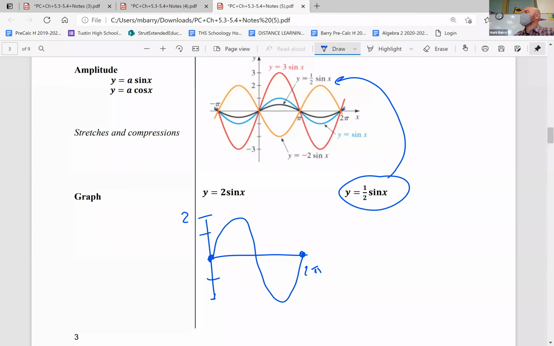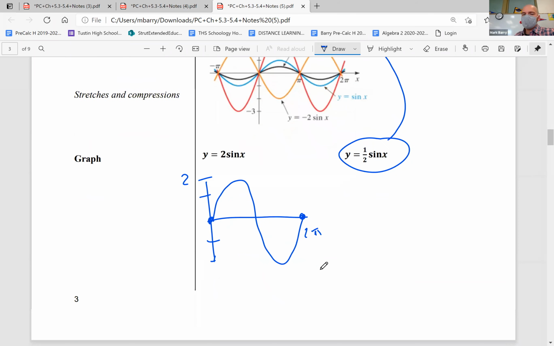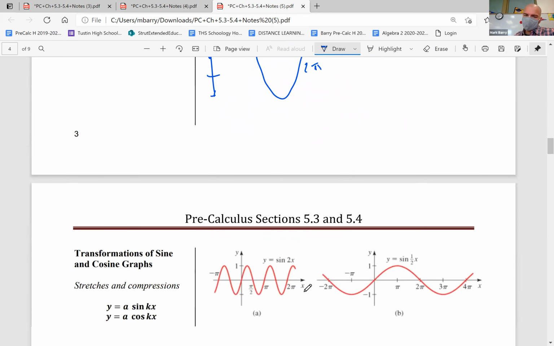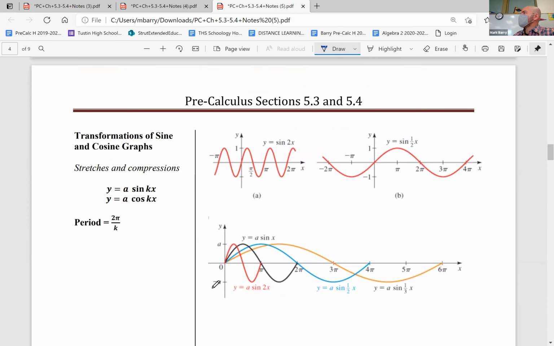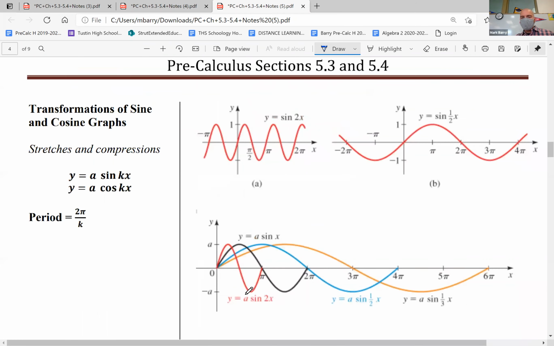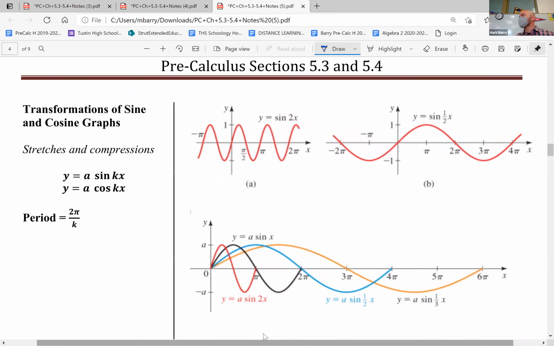Let's go ahead and move on then. We'll go to the next page and we'll talk about a different transformation now. Very important. So this one, we're going to start changing the period, okay? So all the periods so far have been 2 pi, but now that's going to change, and it's going to be changed based on this formula right here.